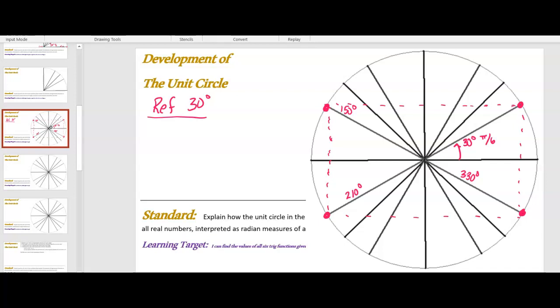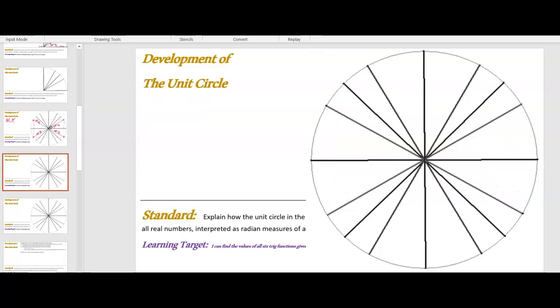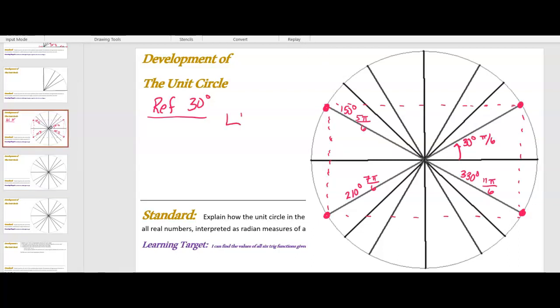Now watch this. Pi over 6, this is 5 pi over 6. 210 is 7 pi over 6. 330 is 11 pi over 6. Now if you're like, how do you know that? That's fine. You can take those degree measurements and convert them to radians on your own. But I want you to know this. Every single time you see something pi over 6 as an angle, it's going to reference 30 degrees.